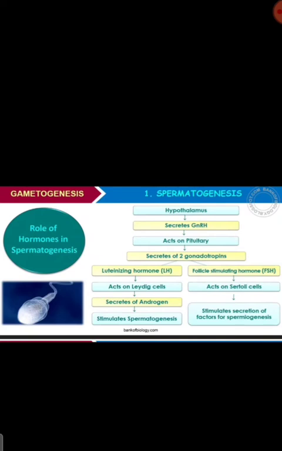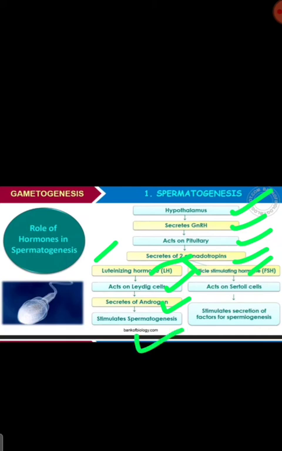So how will the hormones contribute? First, the hypothalamus secretes the gonadotrophin releasing hormone, which acts on the pituitary, and that secretes 2 gonadotrophins: one is luteinizing hormone and another one is follicle stimulating hormone. LH acts on Leydig cells, and they help in secreting the androgen. Why is it required? For stimulation of spermatogenesis.